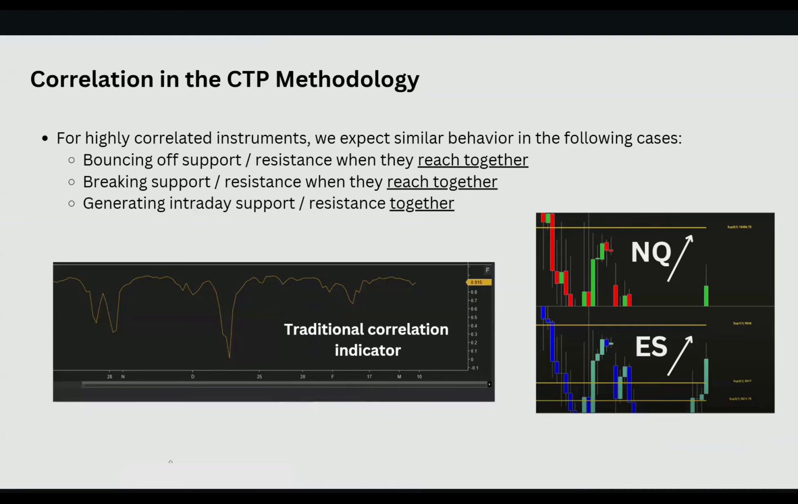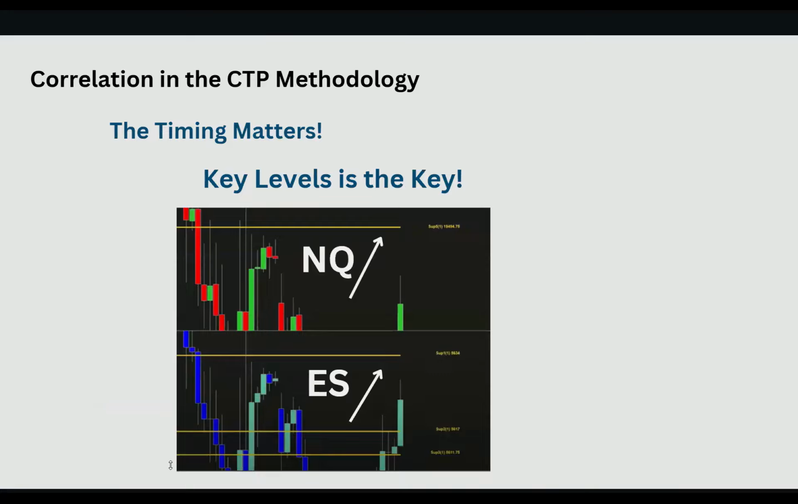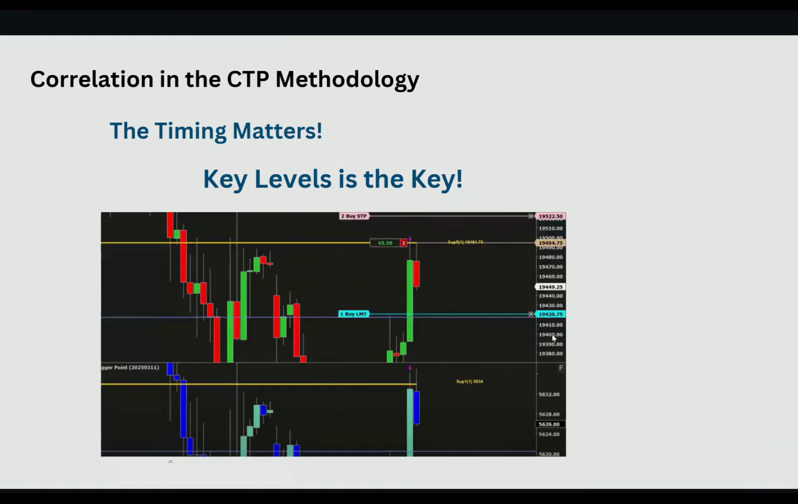In addition, in the CTP methodology, we do not consider any numerical values that represent the correlation between the instruments, like in the traditional methods or indicators. Why? Because these values lag, and they do not provide any actionable insights for me. I'm looking for concrete entries, right? They are useless. However, by observing the market's behavior when they reach their key levels, there's a higher chance of rejection, especially when there's a large distance between the levels and the momentum is weakening.